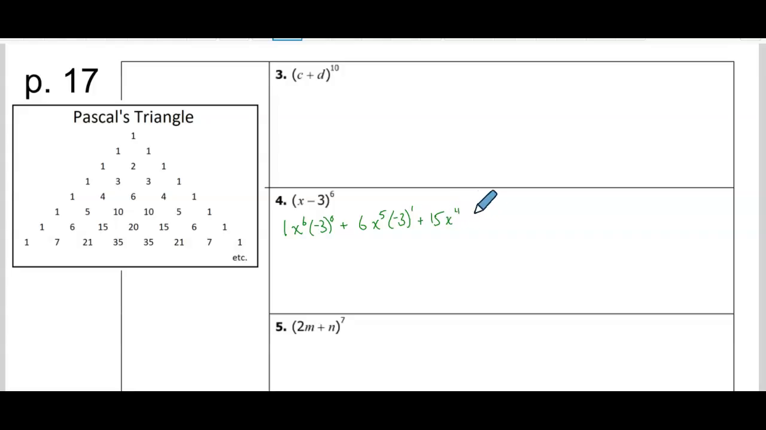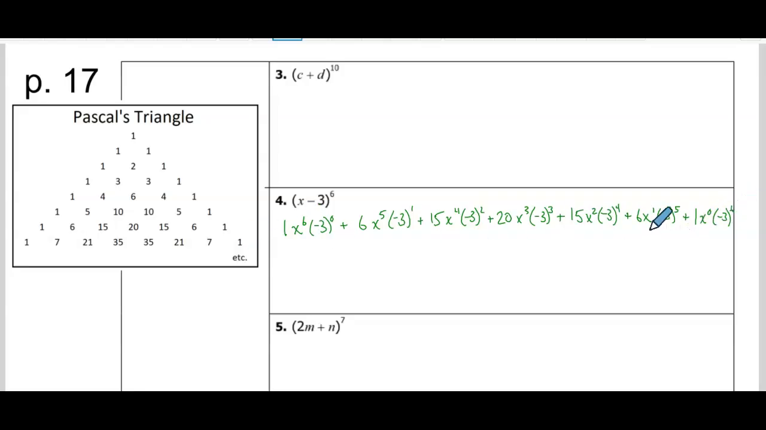It's going to be x to the 4th, and -3 squared. Then I go to 20, working across row 6 there. So x to the 3rd, -3 to the 3rd, right? Because they need to add up to 6, and this -3 power is increasing. Then I have a 15 again, and it's x squared, and it's -3 to the 4th. I have a 6, and then x to the 1st, and -3 to the 5th. And finally a 1, and an x to the 0, and a -3 to the 6th.